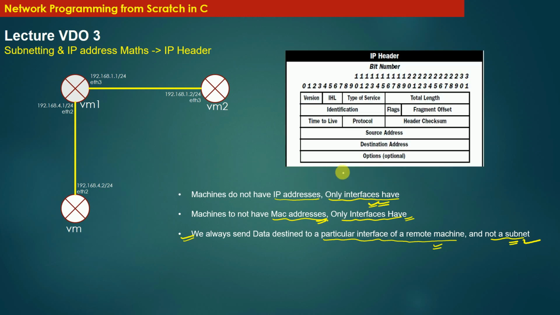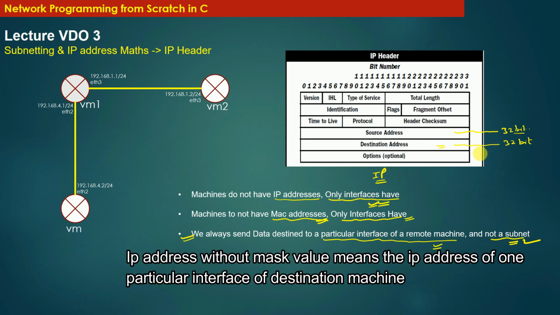So you can see that this is the IP protocol header, or in short, the IP header. The thing to note in this header is the source address. This source address is a 32-bit field, and you can specify the IP address here, but without any mask value, right? And similarly, this is the destination address field, which is again a 32-bit field, and you can specify the destination address in this field, but without any mask value, right?